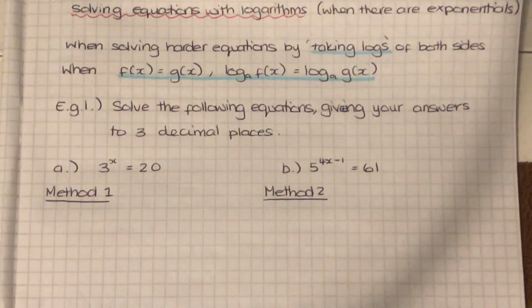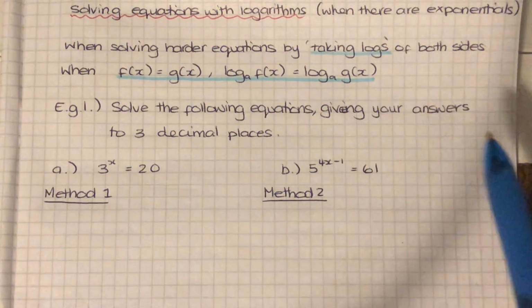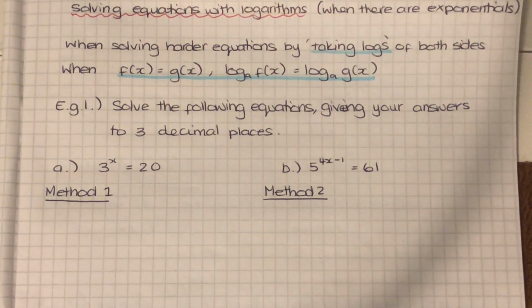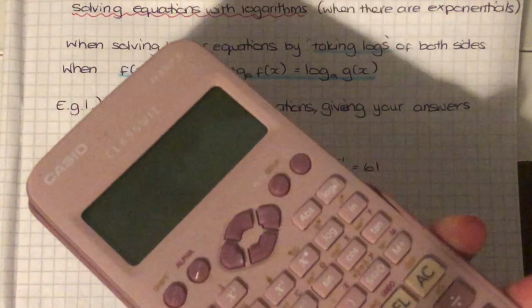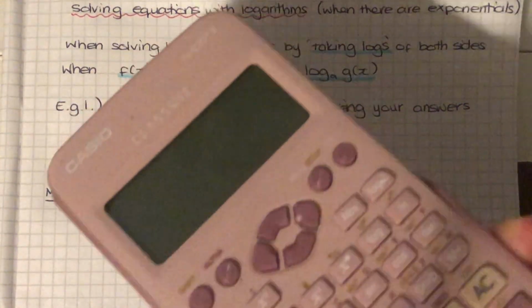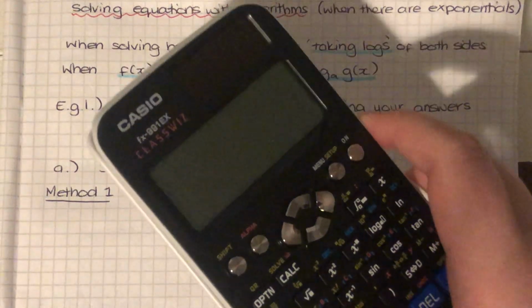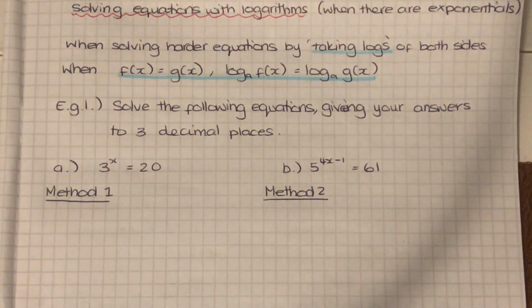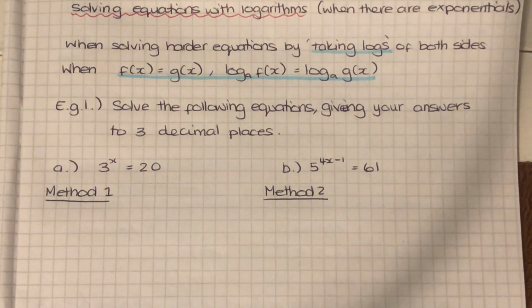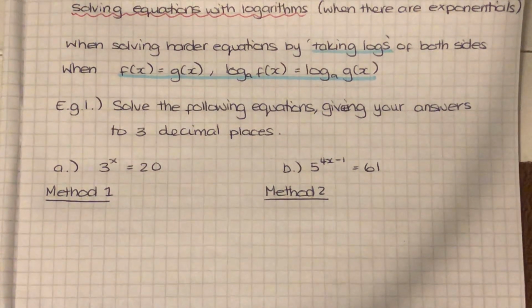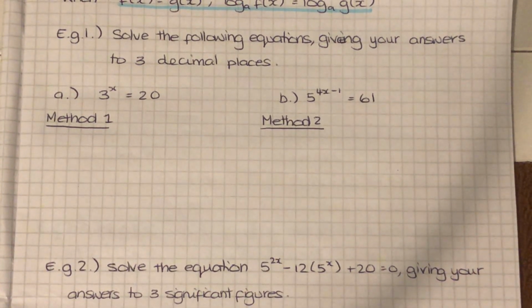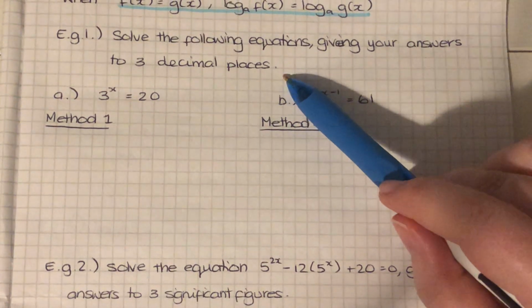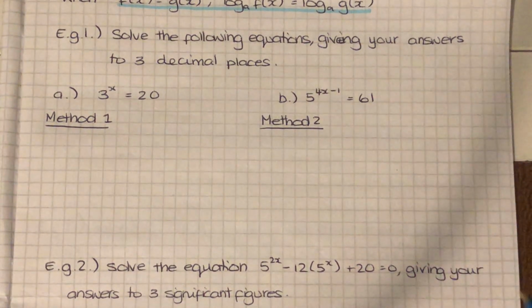Okay, so first example, solve the following equations giving your answers to 3 decimal places. Now I am going to be using 2 calculators, so I'm going to start off with my normal GCSE one, and then I'll show you how to do it on the A-level one. But to be honest, it doesn't matter which calculator you've got. So method 1. We start off with 3 to the power of x equals 20. Now we're going to have to use a calculator at the end because it does say 3 decimal places.